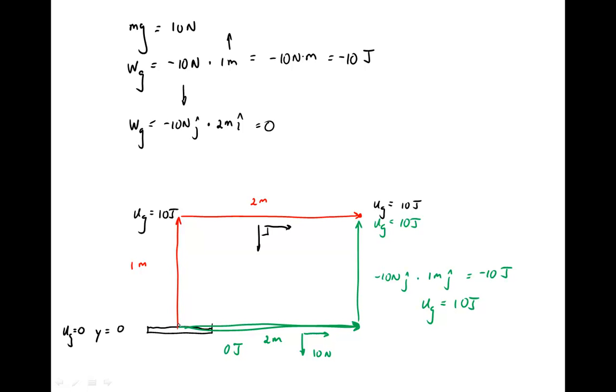So let's take another path. This one's going to be straight along the diagonal. The distance here is the square root of 5 meters. Now the gravitational force is down, so there's mg. My displacement is in this direction, and there's an angle in here, call that theta. The work done by gravity along the purple path is going to be 10 newtons dotted with square root of 5 meters times the cosine of theta.